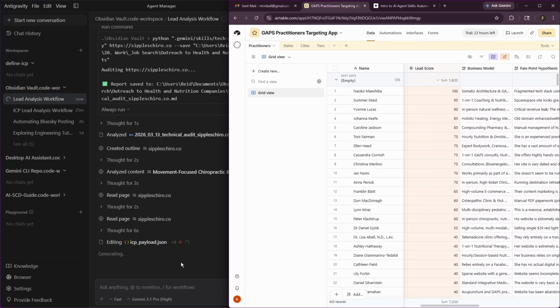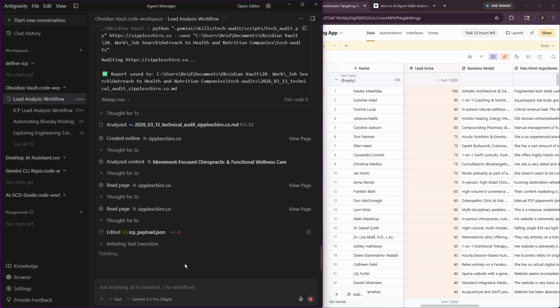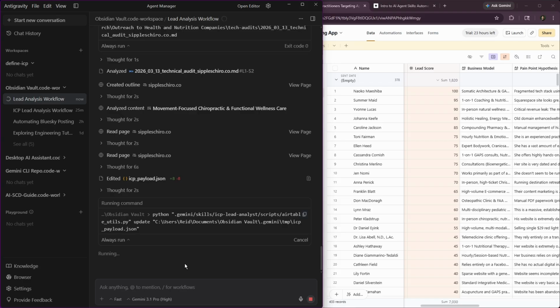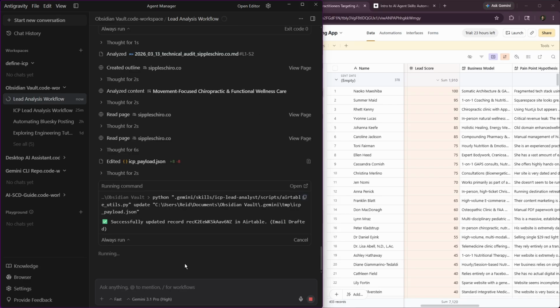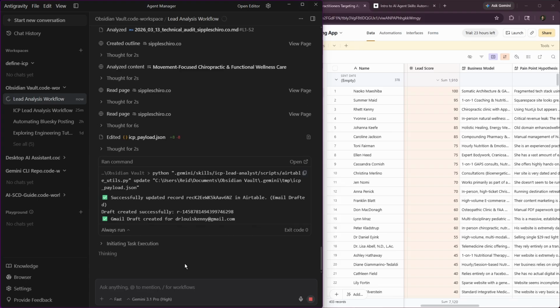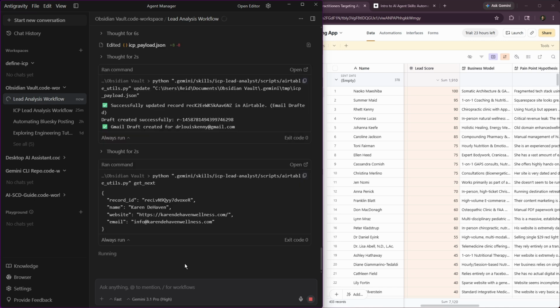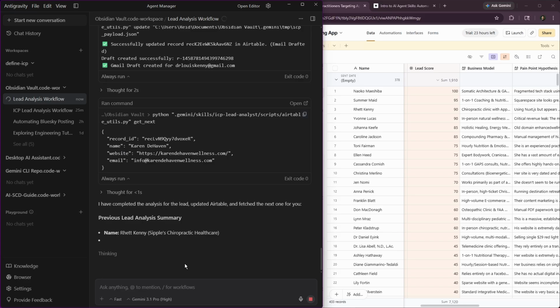It's visiting their about page. As you can see right here, it's visiting their services. It's learning about this person and their practice. These are health practitioners. It's learning about their business model. It's also doing a tech audit on their website to understand the technology that's running their website.